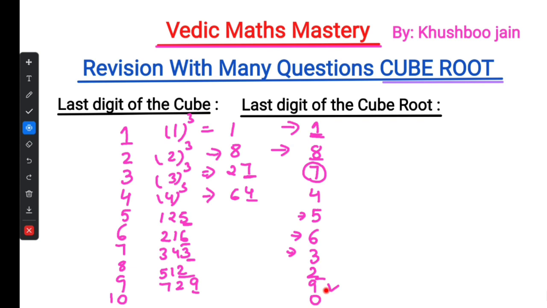So we are solving the cube roots in two parts. Whenever we are solving a question, just try to solve the cube root in two parts. First we shall solve the right hand part of the answer, and then we'll solve the left hand part of the answer. If you wish, you can solve the left hand part before the right hand part.